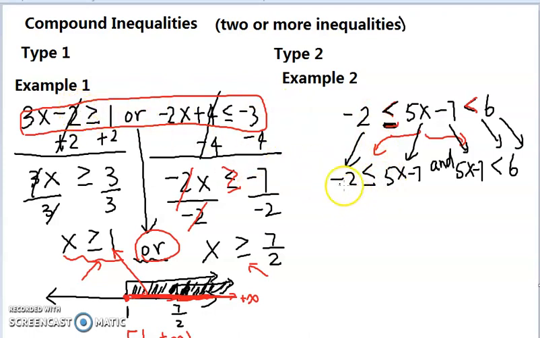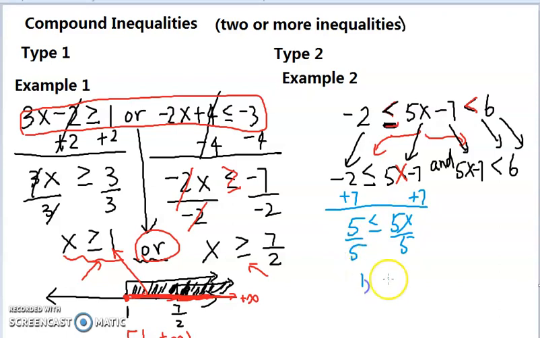We can solve it by getting x by itself. Notice that the variable x is right here. So we want to get rid of that -7 first. We add 7 to both sides. And then we can divide both sides by 5. Now we got 1 less than or equal to x.